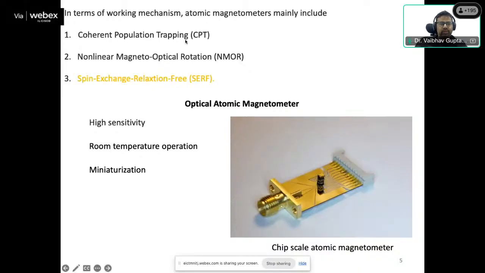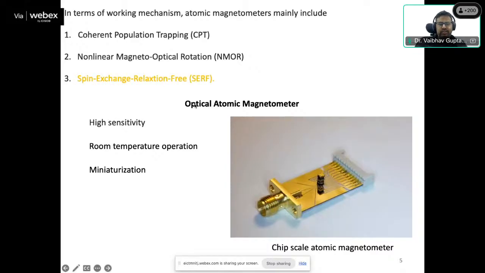In terms of atomic magnetometry, there are three basic principles on which these atomic magnetometers work. One is coherent population trapping, which is some sort of trapping of atoms inside. Another one is nonlinear magneto-optic rotation. And the third one is the SERF regime. This regime gives the highest sensitivity, and we are going to discuss only this particular one.